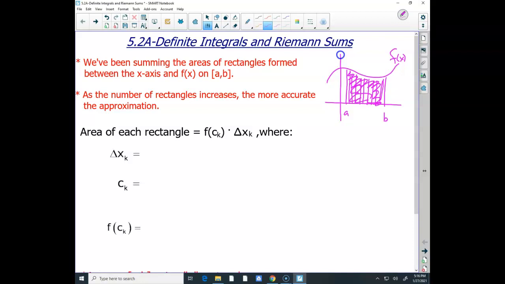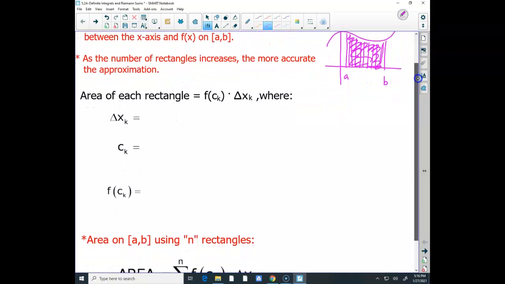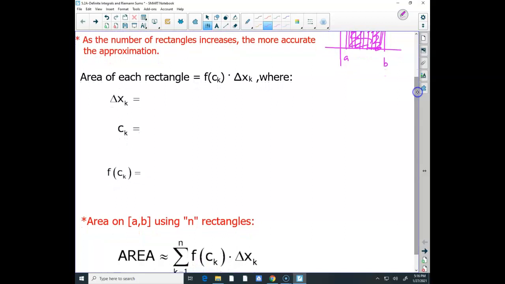And it's been kind of a painful endeavor, I get it. As you continue in math, things get easier and easier as they go. And bottom line, we're looking at the area of each rectangle is some f of c times delta x, where these are three very special specific values that we need, okay? Now remember, f of c sub k, that's what we're going with, right? And what the heck is delta x sub k? That's right. It's the width of each rectangle. It's the width of the rectangle.